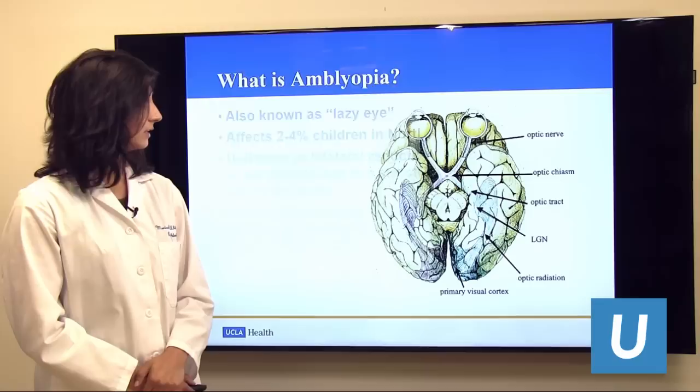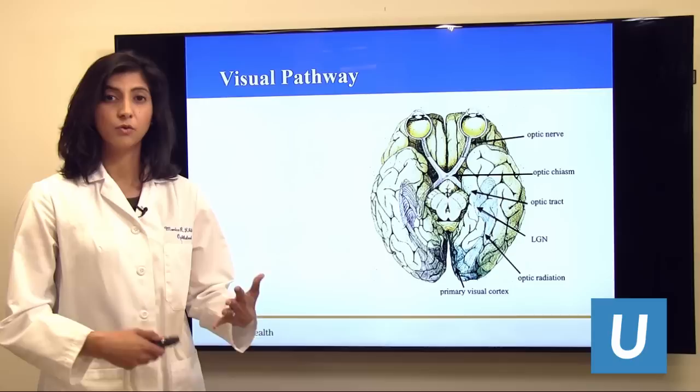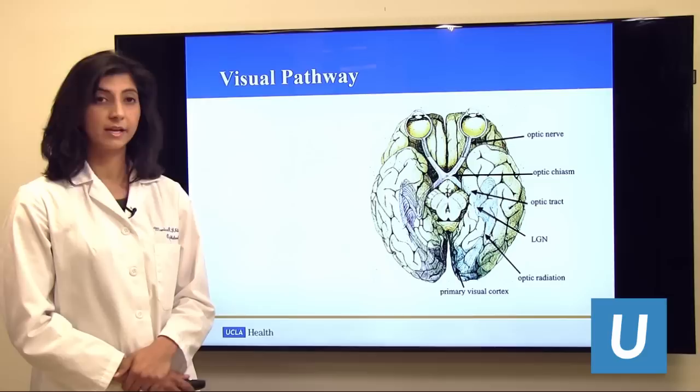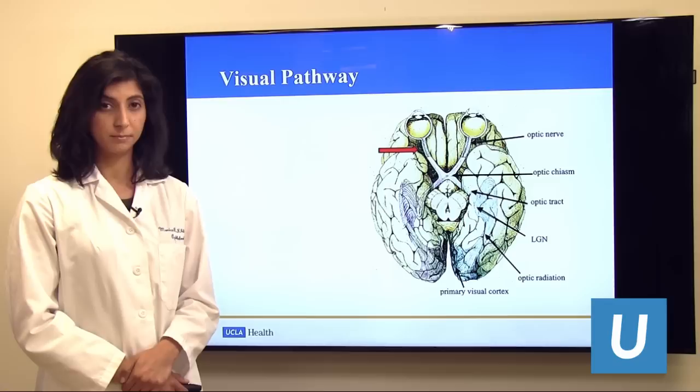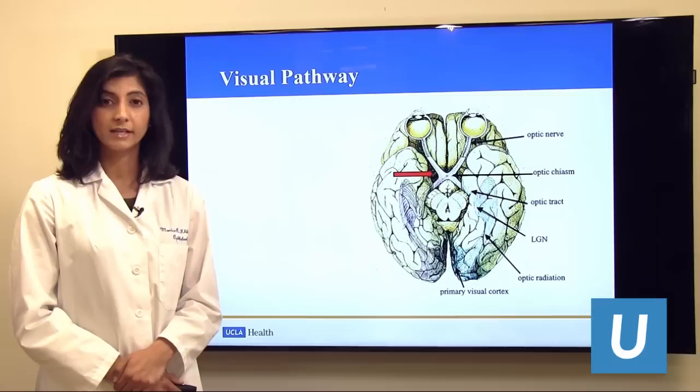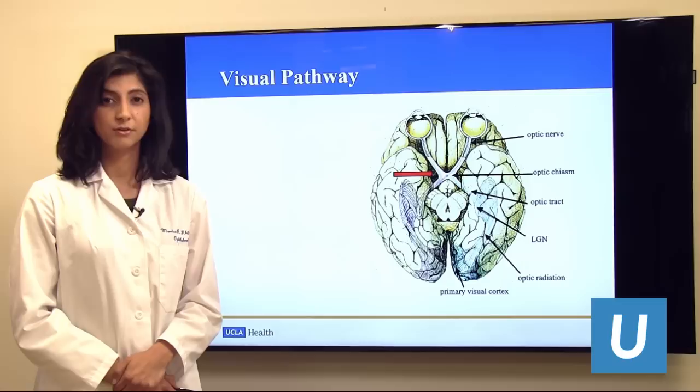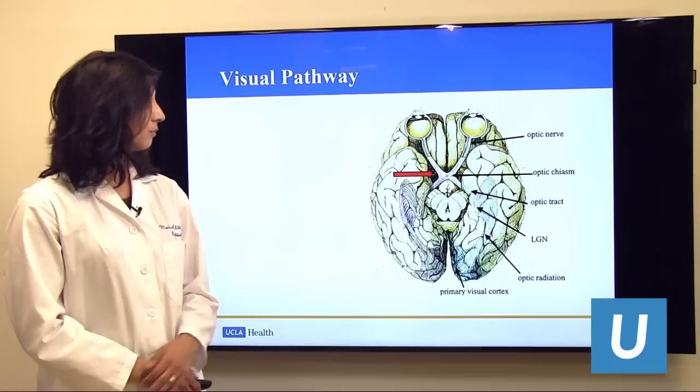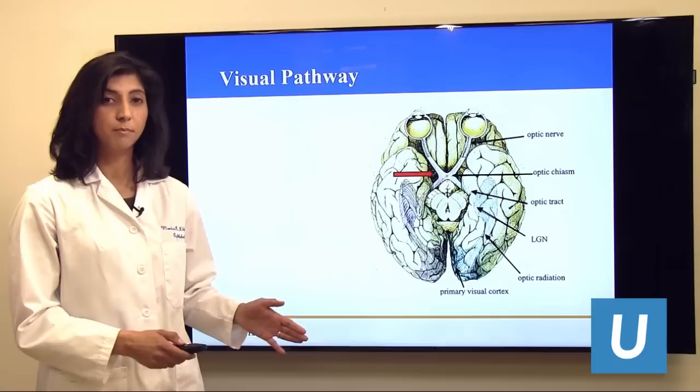Now, briefly, I'd like to go over how visual information normally gets processed. Visual information will normally enter at the top of the slide through our two eyes. That information then gets processed and relayed through our two optic nerves, one coming from each eye. Once it passes through the optic nerves, the information then gets relayed to the optic chiasm. At this point, the information from both eyes gets mixed in a very specific and coordinated fashion so that once it goes more posteriorly, it goes to the various visual processing centers in both hemispheres of the brain. So the information from both eyes will go to both sides of the brain.